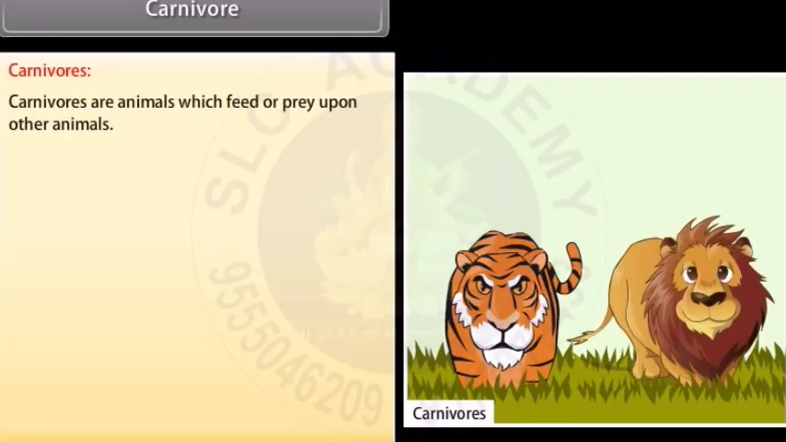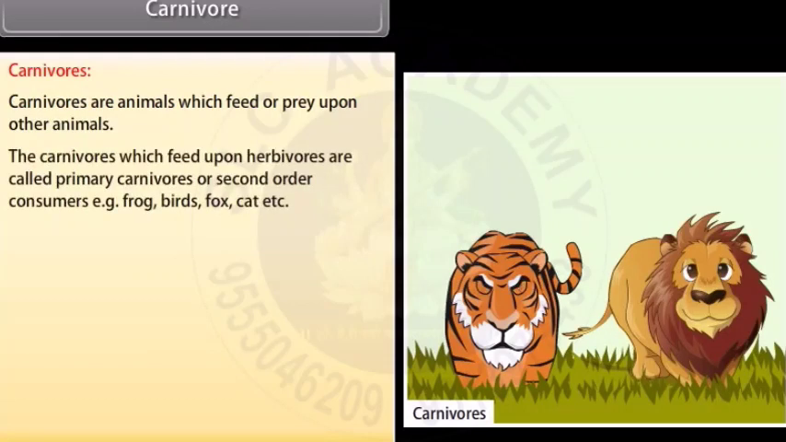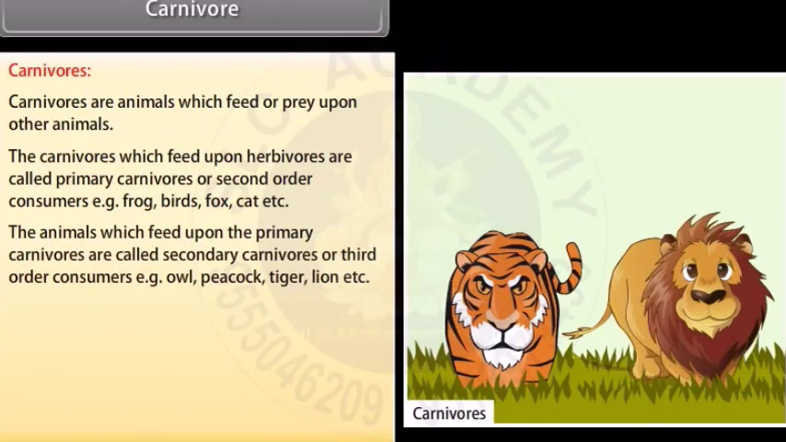Carnivores are animals which feed or prey upon other animals. The carnivores which feed upon herbivores are called primary carnivores or second-order consumers. For example, frog, birds, fox, cat, etc. The animals which feed upon the primary carnivores are called secondary carnivores or third-order consumers. For example, owl, peacock, tiger, lion, etc.